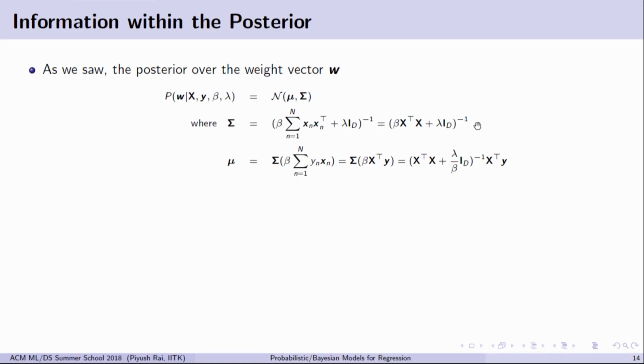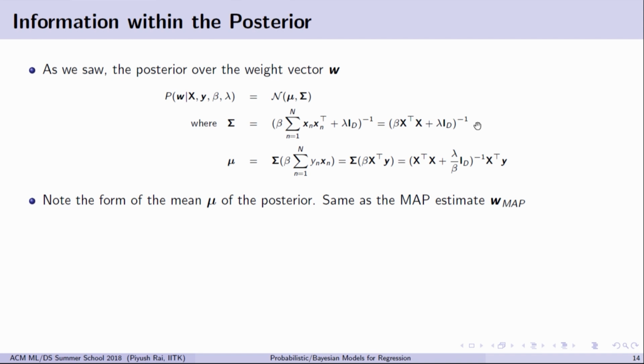So the mean is this, the covariance matrix is this. The additional information that we have here about W is the full covariance matrix. We not only learn a single value, but we learn the full distribution over W. This covariance matrix tells us about the certainty or uncertainty about the weight vector W. As I mentioned, mu is the mean of the posterior, which is the same as the MAP estimate of W.